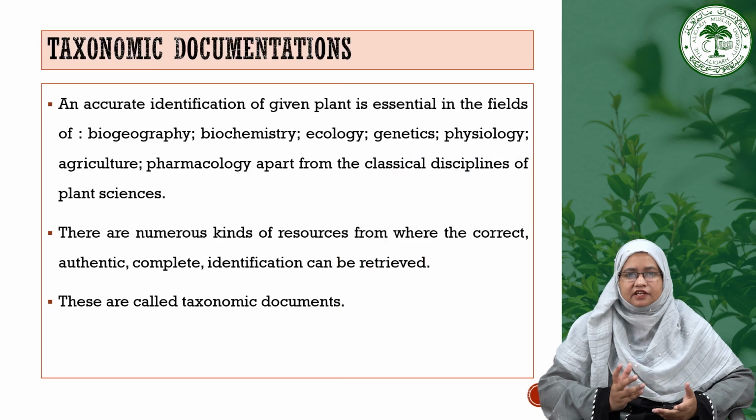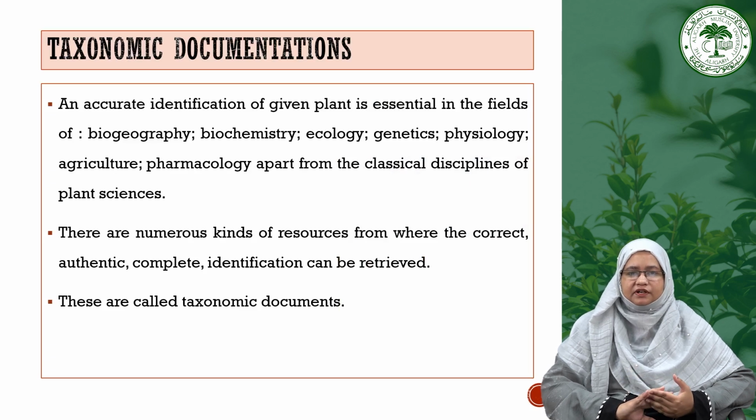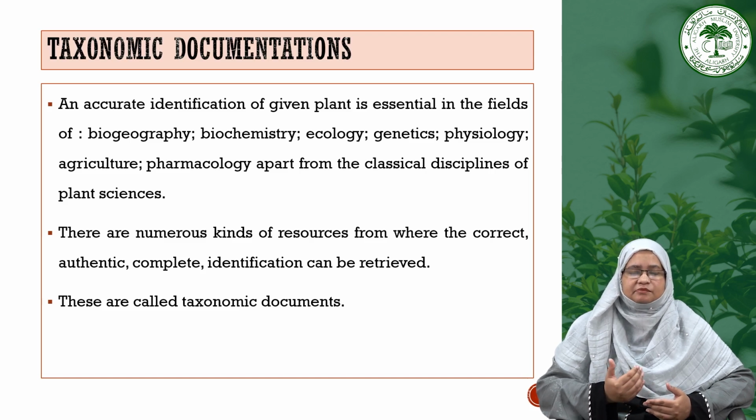Then the next taxonomic aid is taxonomic documentation. Taxonomic documentation is also a very important tool or aid because accurate identification of a given plant is essential in the fields of biogeography, biochemistry, ecology, genetics, physiology, agriculture and pharmacology, apart from the classical disciplines of plant sciences like taxonomy. Because suppose we are going to research a particular plant, or suppose a particular plant is medicinally important, first of all we have to identify it, and for identification, documentation is very important.